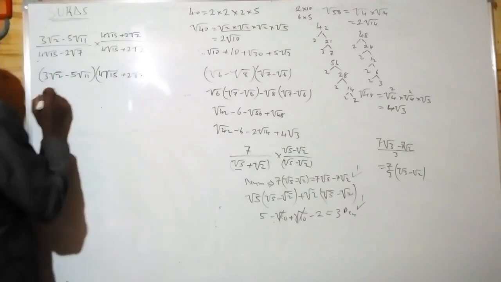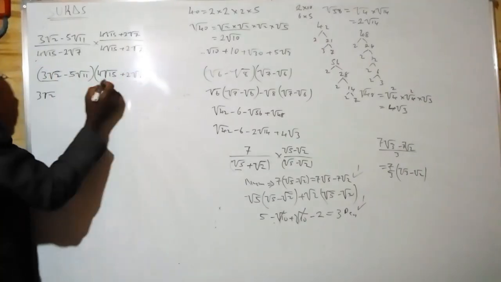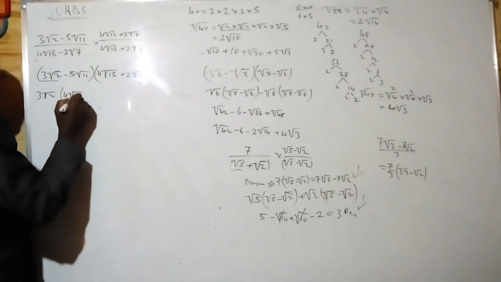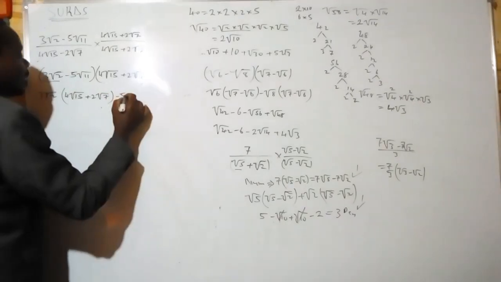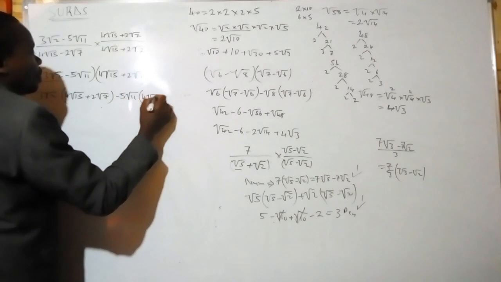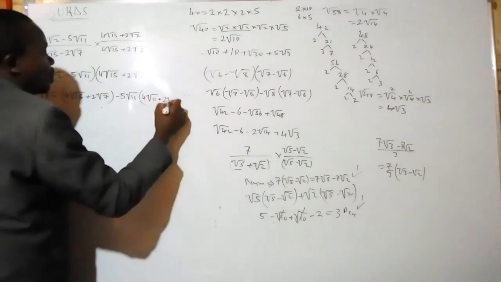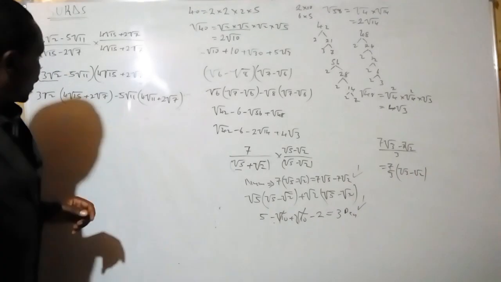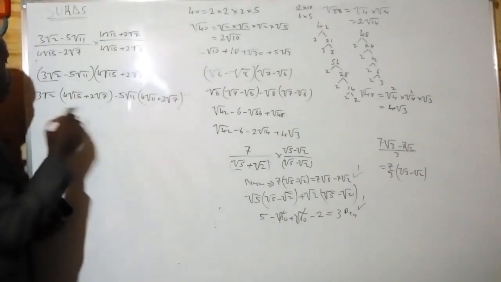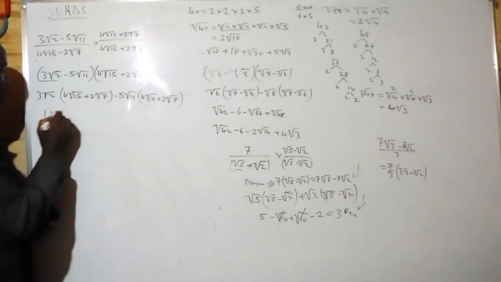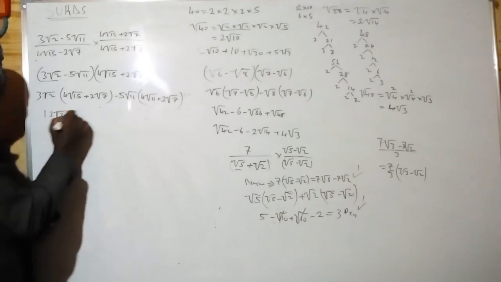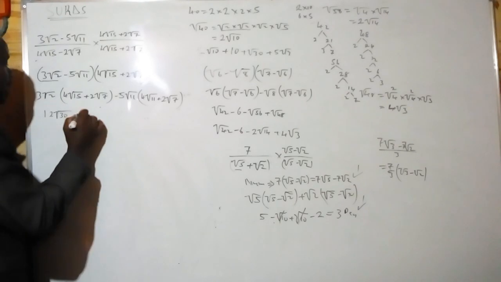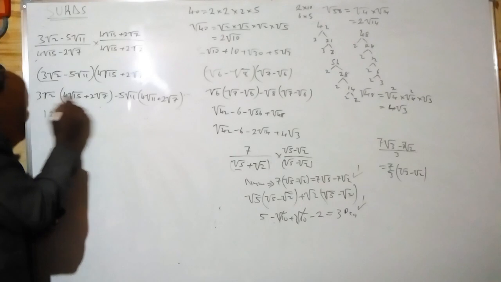3 root 2, this will multiply by the second bracket, 4 root 15 plus 2 root 7. Then negative 5 root 11, second bracket, 4 root 15 plus 2 root 7. What is outside the root? 3 times 4, it's 12. Root 2, root 15, root 30, plus 3 times 2, 6. Root 2, root 7, root 14.